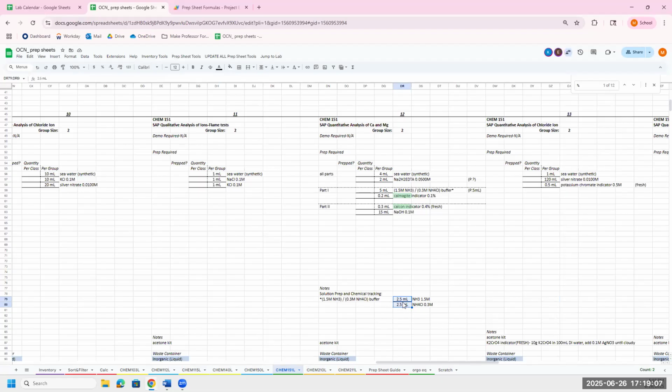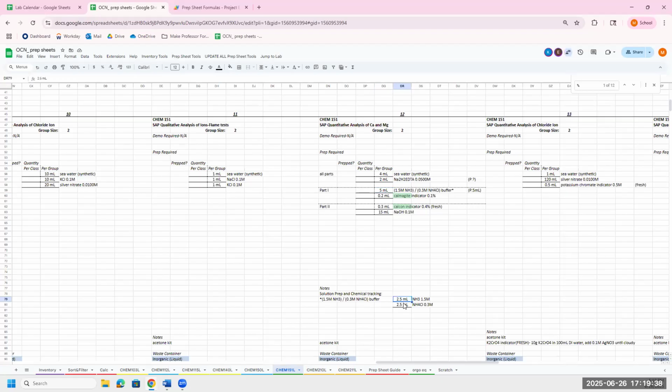But I assumed that it was a 1-to-1 ratio of NH3 and NH4Cl. And so making sure that this is a ratio, this is the amount that we are using per group, because that is how it's going to get pulled into the table. It's not going to automatically assume that you're making this in a batch and properly allocate that in the inventory. That's not a functionality that I had been able to make.